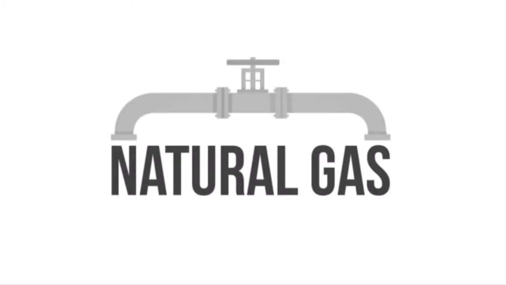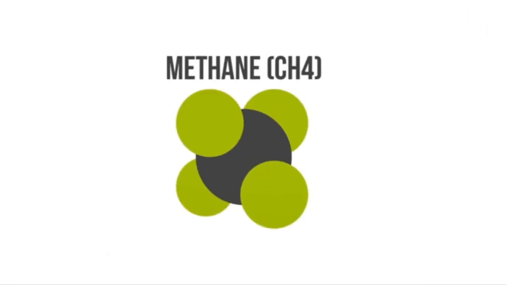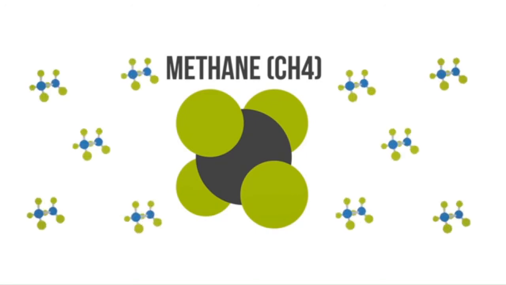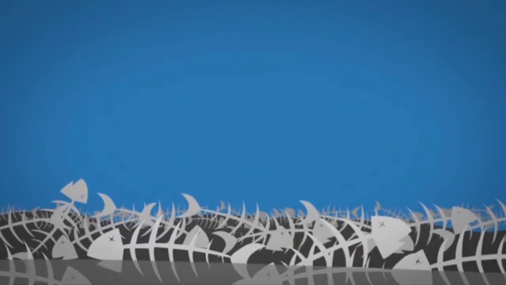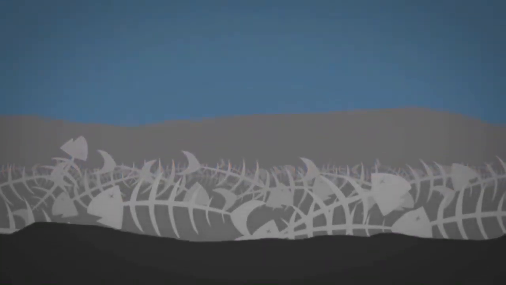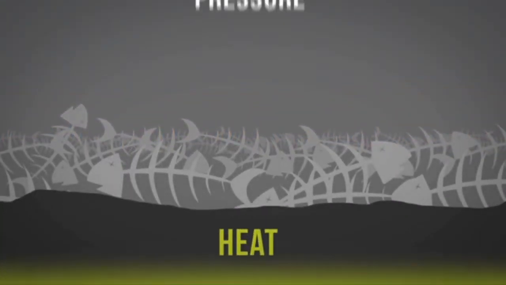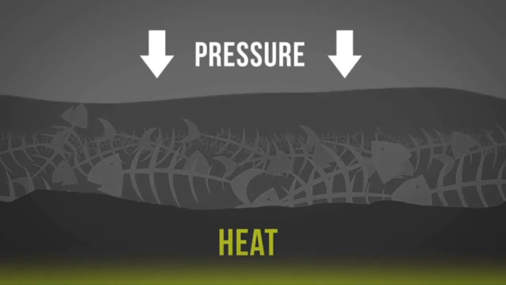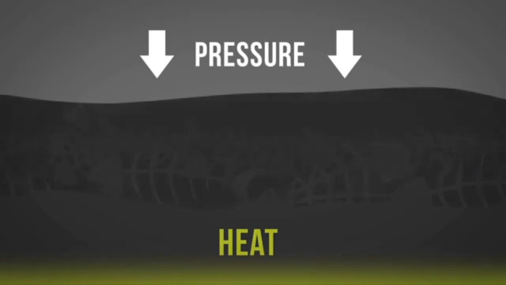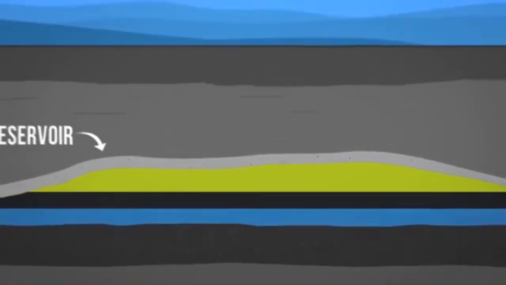Natural gas. Natural gas is primarily methane, or CH4, with smaller quantities of other hydrocarbons. It was formed millions of years ago when dead organisms sunk to the bottom of the ocean and were buried under deposits of sedimentary rock. Subject to intense heat and pressure, these organisms underwent a transformation in which they were converted to gas over millions of years. Natural gas is found in underground rocks called reservoirs.